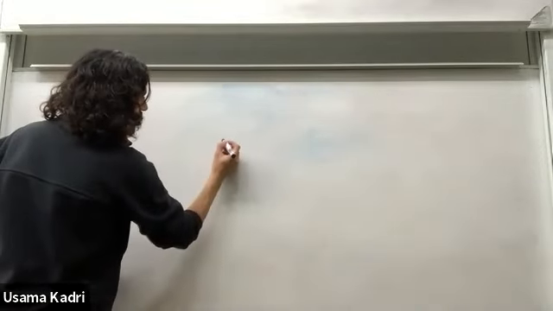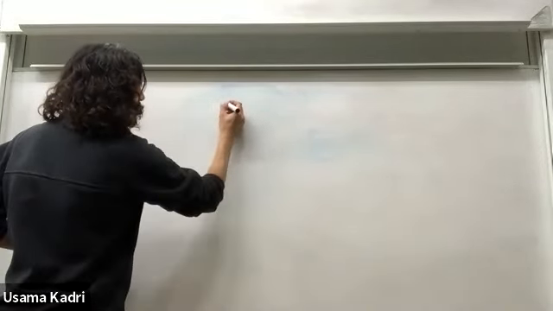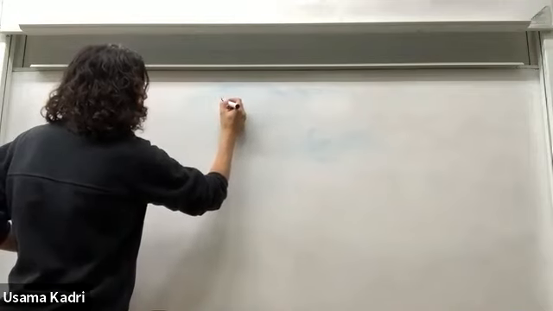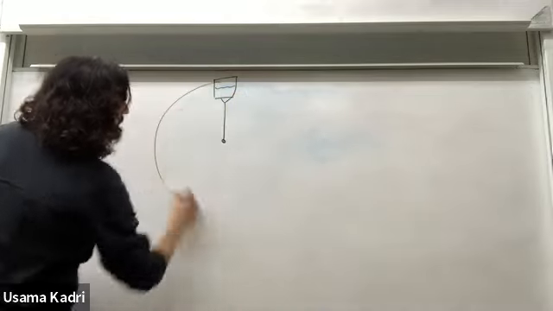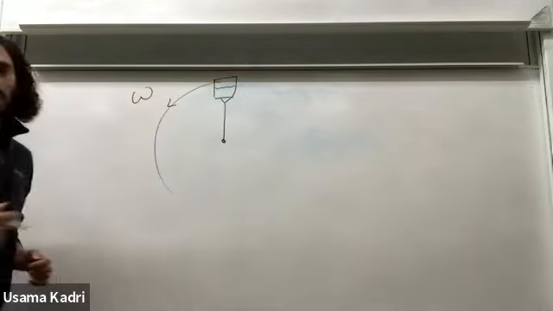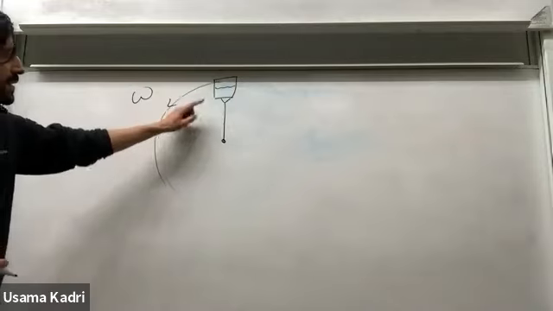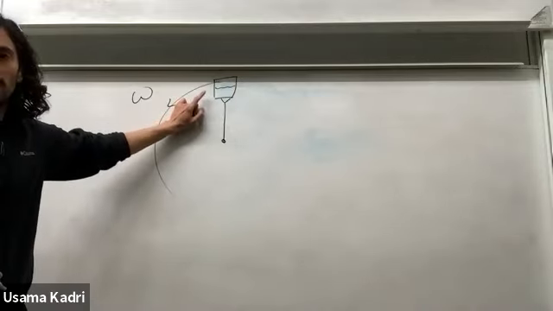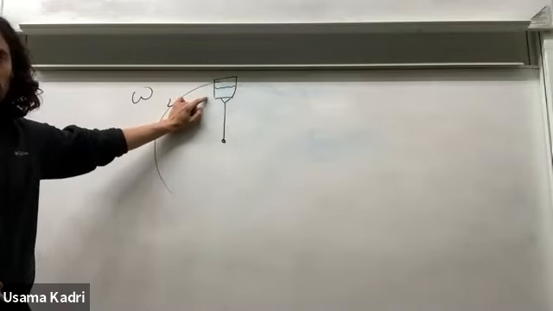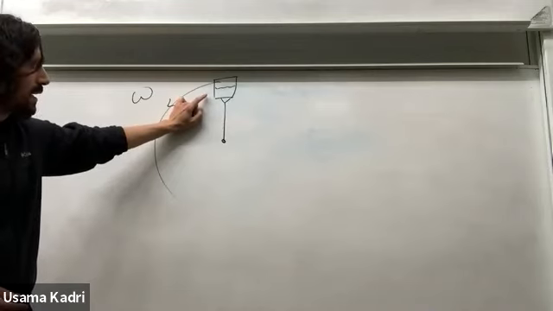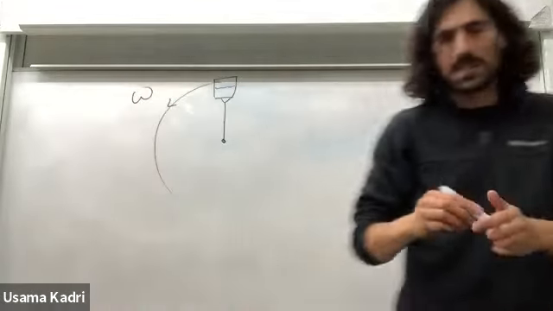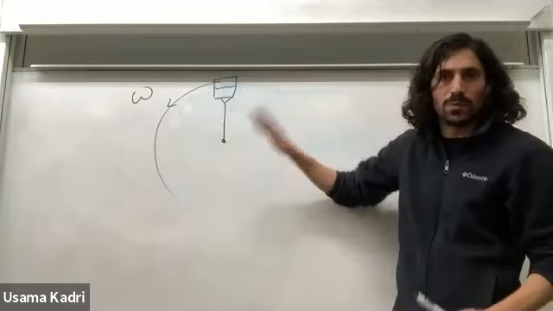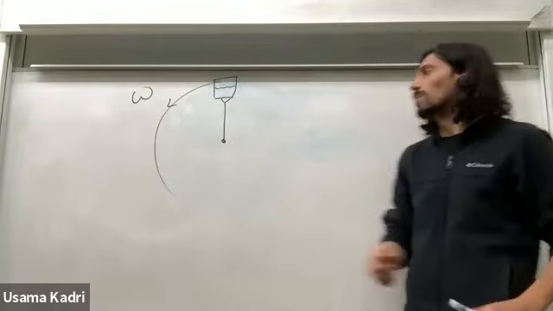If what I say is true, and if I replace it with a bucket of water, and if I make it go with omega such that the centripetal acceleration is at least equal to the gravity. Why at least? Because if it's less, it means that it will actually fall. It will fail to make the complete run.